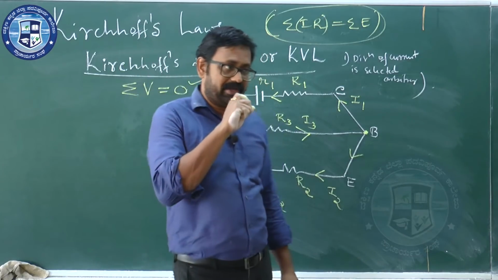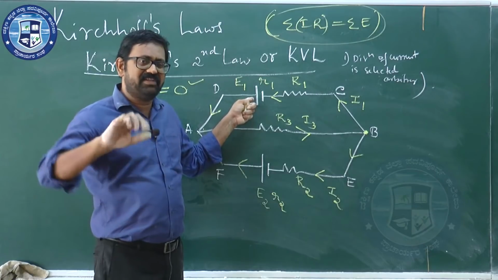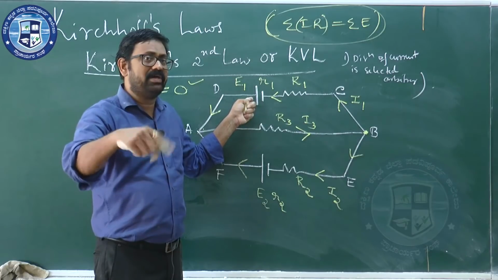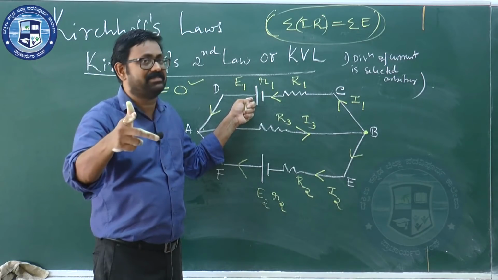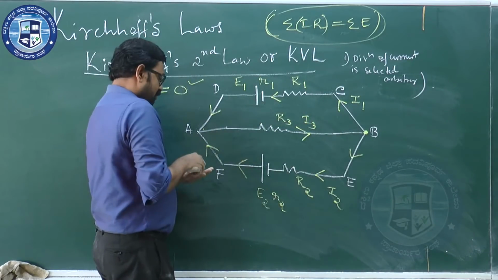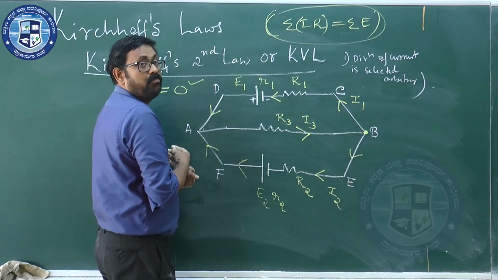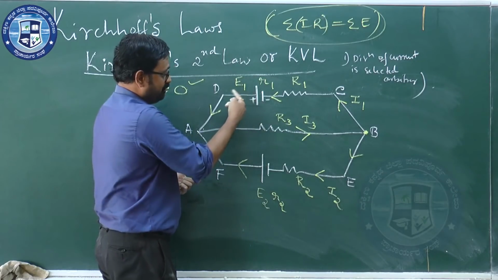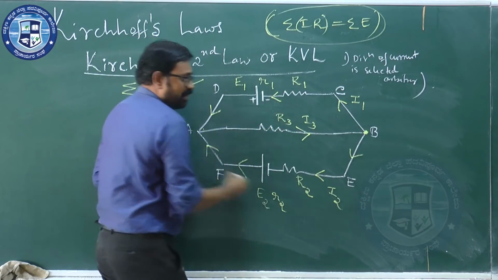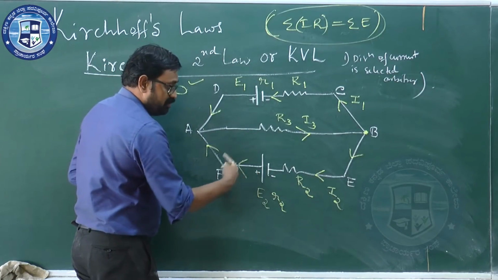And one more suggestion I would like to give you. Suppose in a branch you find there is a cell, try to assign the direction of the current as sent by the cell. Do you have a cell in this branch? Yes. This is the positive of the cell, right? This is the negative of the cell. A cell always sends a current from positive to negative, conventional current. See? Here, do you have a cell in this branch? Yeah, positive, negative. A cell always tries to send a current from positive to negative.